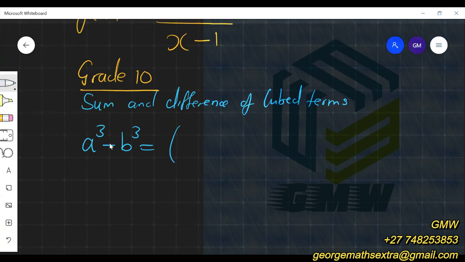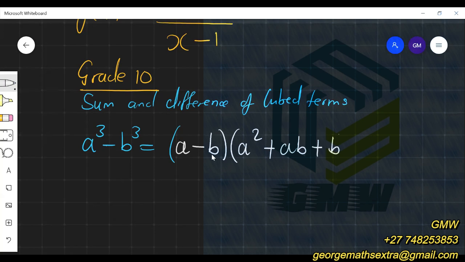As it is now, you take the cube root of the first term, you write a. Then you take the sign as it is, minus, you take the cube root and get b, right? In the next bracket, you take the first term and square it. It becomes a squared. Then the sign, you change it to plus. Then you multiply a and b, it becomes ab. Then plus the last term squared.